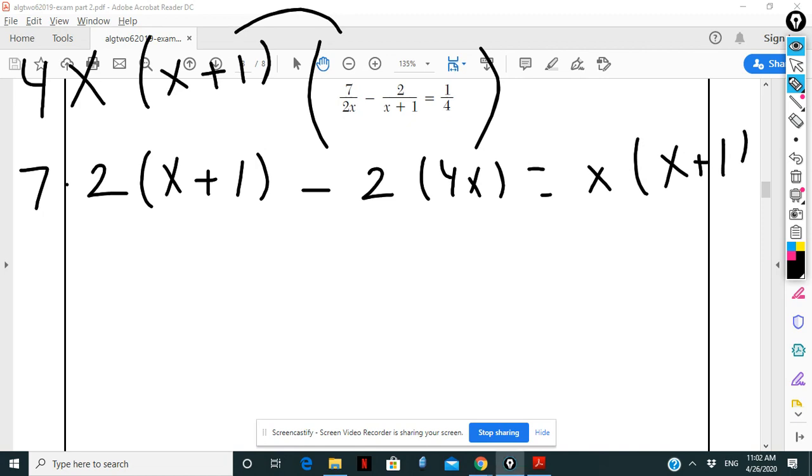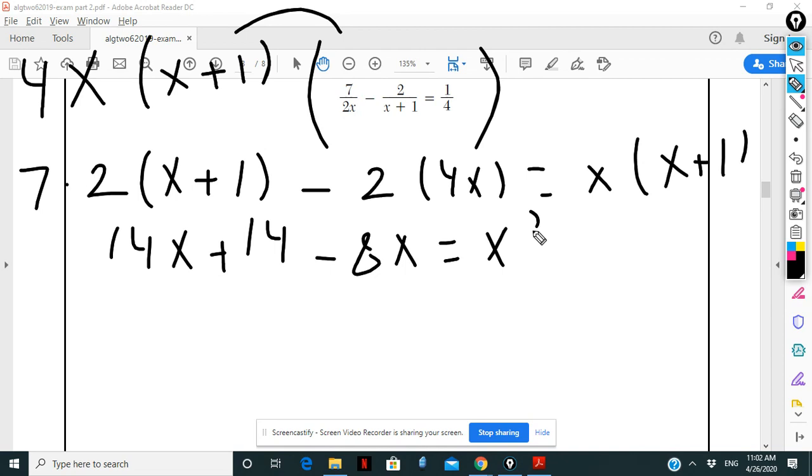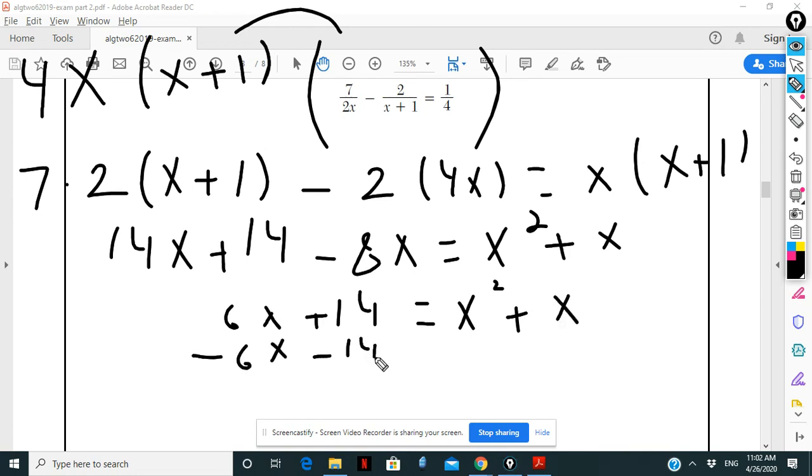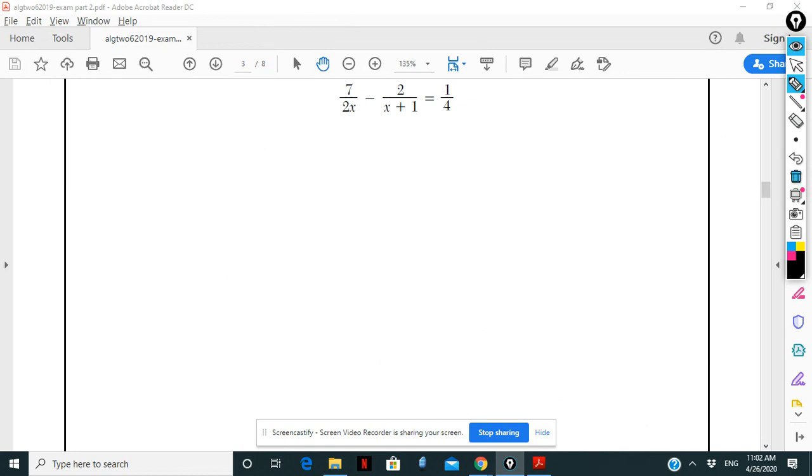Now I'm going to FOIL. That's 14x plus 14 minus 8x equal to x squared plus x. Now that's 6x plus 14 equal to x squared plus x. Subtracting 6x and subtracting 14 from both sides, I'm getting the final equation x squared minus 5x minus 14 equal to 0.